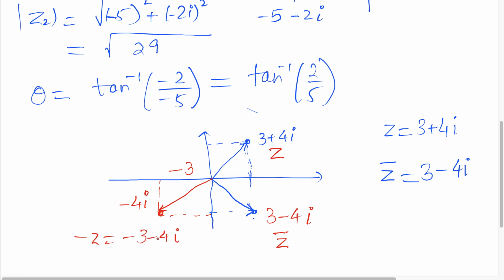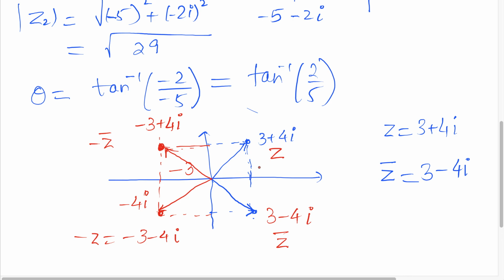Both the real and the imaginary part are changing signs, and then minus z bar, what is the conjugate of minus z, is going to be a mirror image above the x-axis of that number. So it's going to be minus 3 plus 4i. That is minus z bar, right? So that's the meaning of conjugates and how they look with respect to each other.